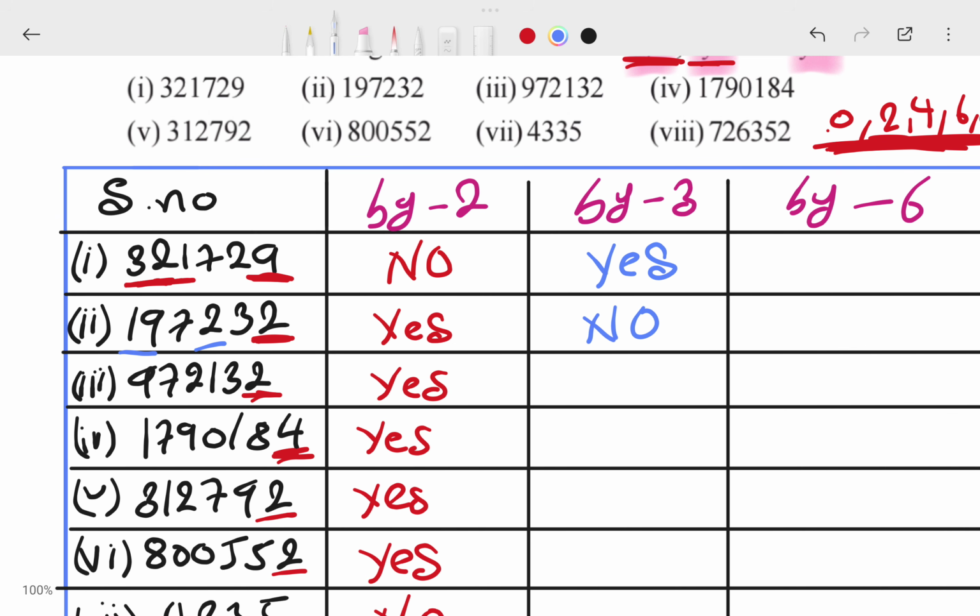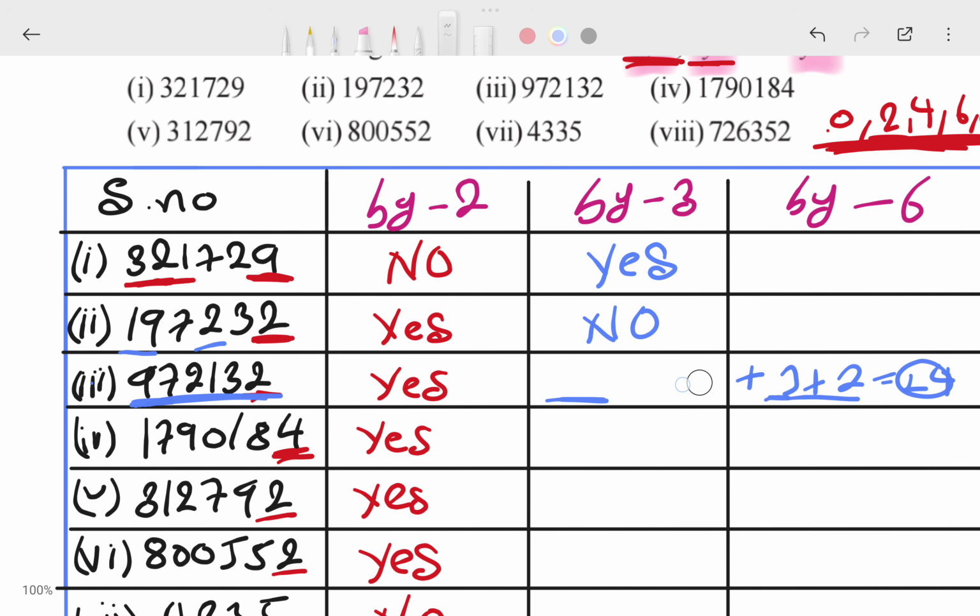Okay, now let's add this one. This is 9, this is 7, add this. 9 plus 7 plus 2 plus 1, then 3 plus 2. 9 plus 7, that is 16. 16 plus 2, 18. 18 plus 1, 19. 19 plus 3, that's 22. 22 plus 2 equals 24. The answer is 24. Is 24 in the 3 table? Yes, in the 3 table 24 is there. How many times? It is 8. 3 eights are 24. So it means that this number is divisible by the 3.